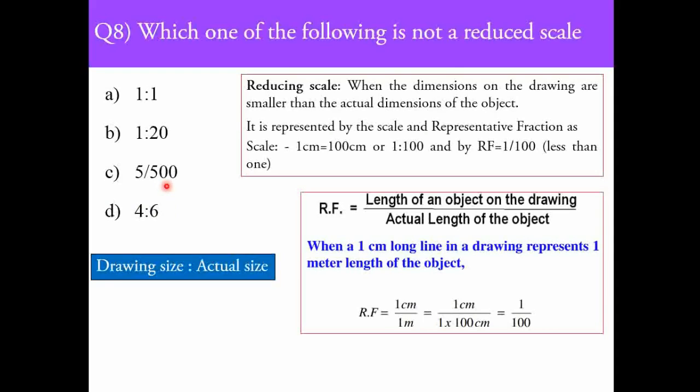5/500 is also one type of reduced scale. Here you can observe that it is the representative fraction, represented as RF. That RF is nothing but the length of an object on the drawing divided by the actual length of the object. Here the actual length of the object is given as 500 and we are using the length of the object as 5. Okay, that will be a reduced scale.